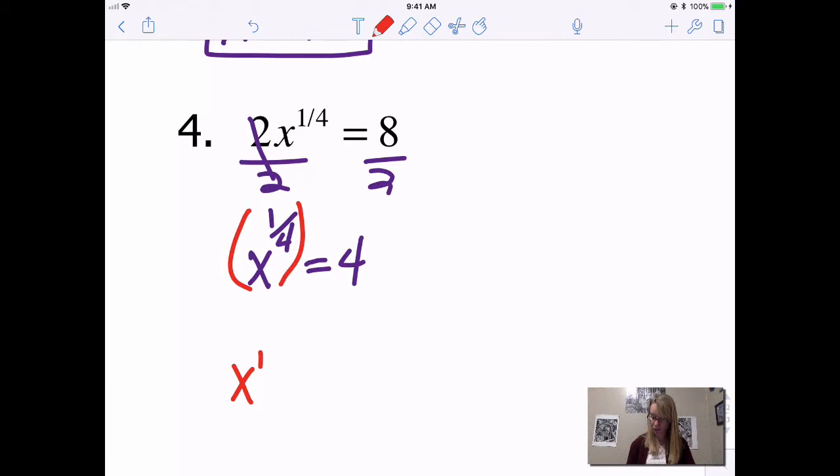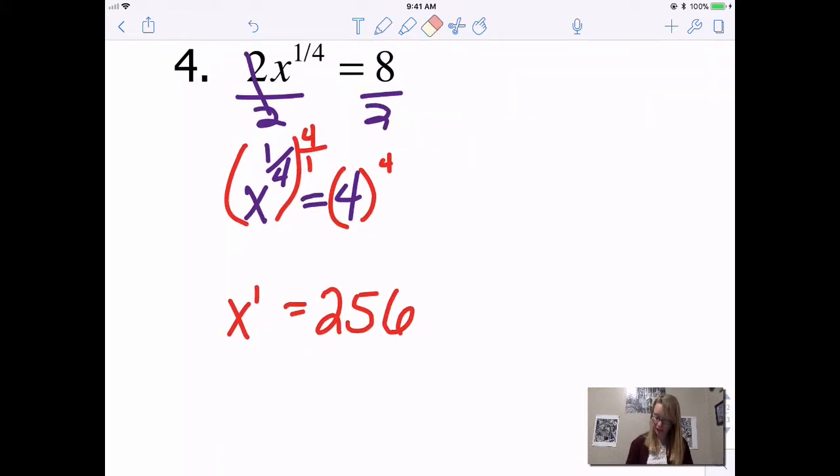So to get rid of the 1/4, I'm going to raise both sides to the 4 over 1, because 4 over 1 and 1/4 will undo each other. So then I get 4 to the 4th, which is 256, and x is equal to 256. You don't really need that 1. That was just to help us see what our goal was.